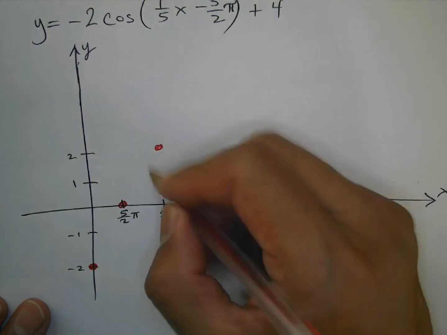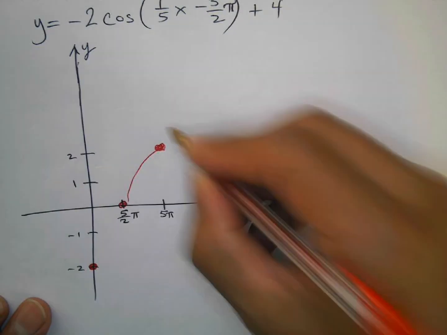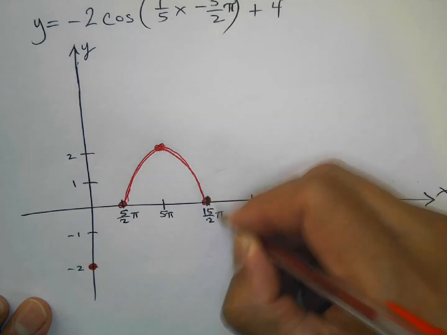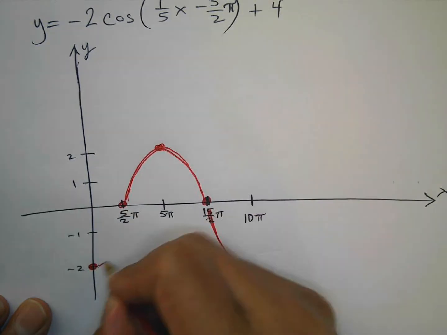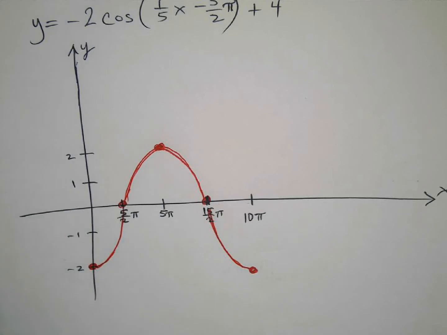Okay, here's the first curve, cosine, right? It's going to look like this. It's going to look like this, right? All right.